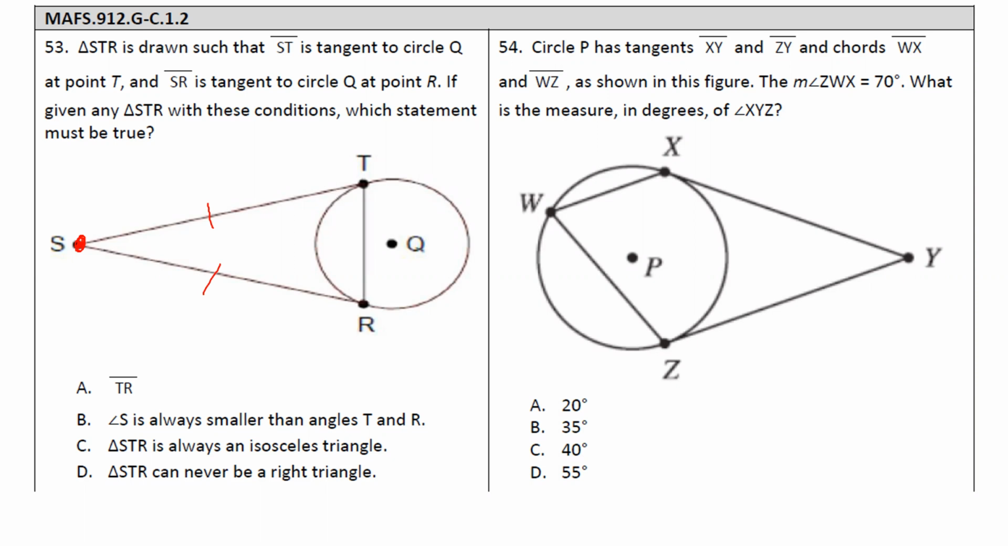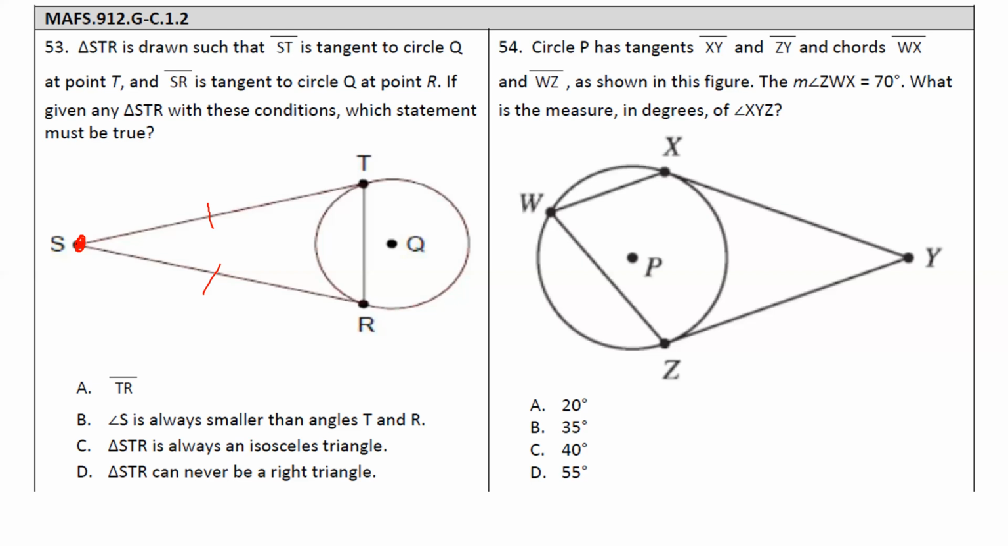So on here, they want to know which one of these statements must be true. Well, I don't even know what they're trying to say for A. I think they left something off because it just says segment TR. Doesn't really tell us anything. On B, angle S is always smaller than T and R. That's not true. As you got closer and closer to that circle, that would not be true.